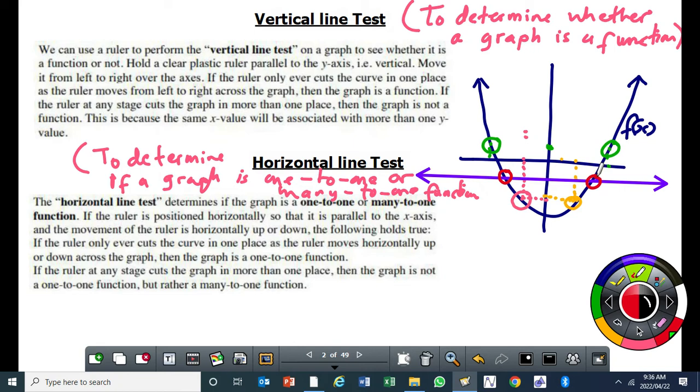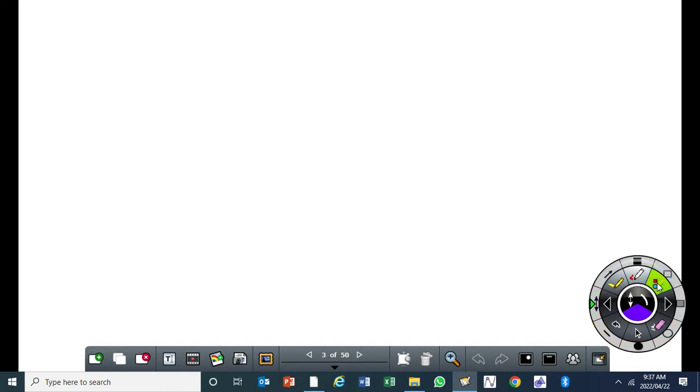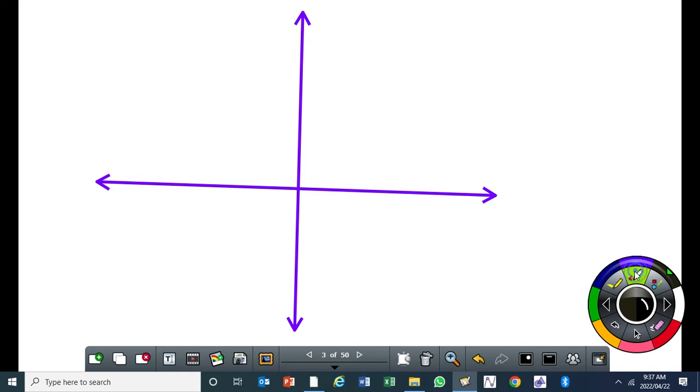Right, let me go to the next page so that I can sketch the linear function. I've got the tools, so I'll try to use the tools nicely. Obviously this is x, and that will be y. Don't worry about that. Then, if I sketch a linear function, let me use this line.